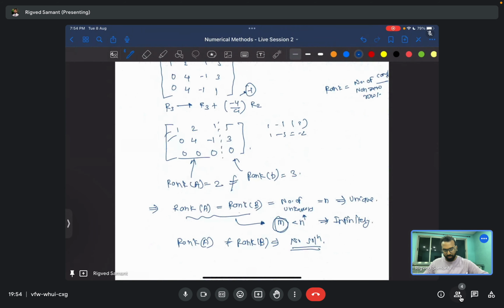But rank of A and rank of B is decided by the number of completely non-zero rows. Completely non-zero rows for A was 2, for B there are 3 in the previous case. Now I have made it all 0. So rank of A would be 2, and rank of B is also 2. I am calling it M, which is less than N, so it will have infinitely many solutions.